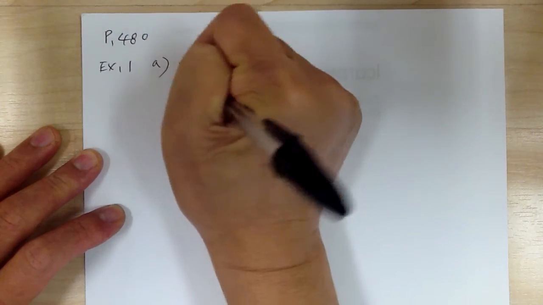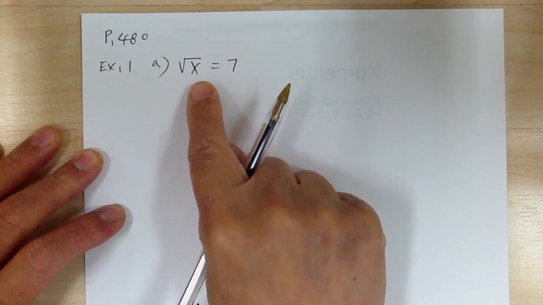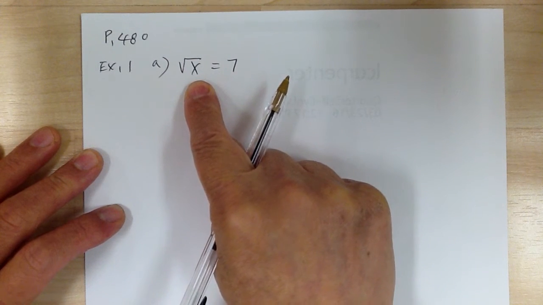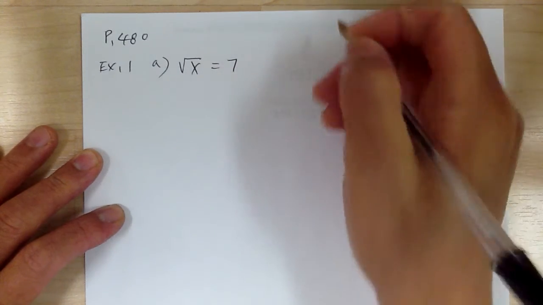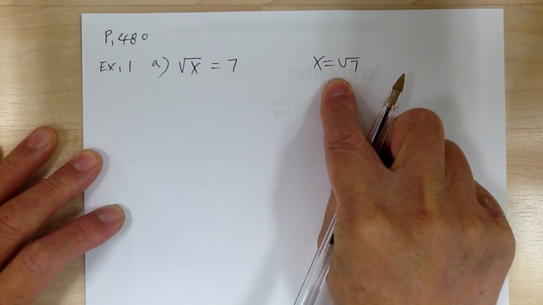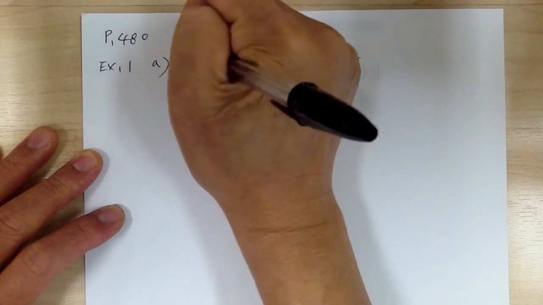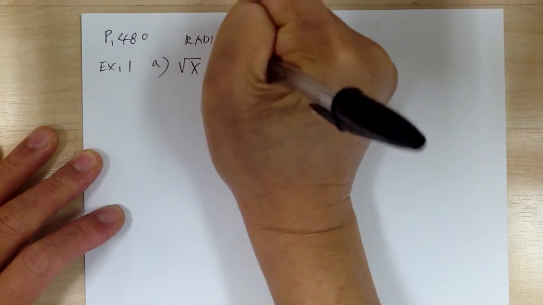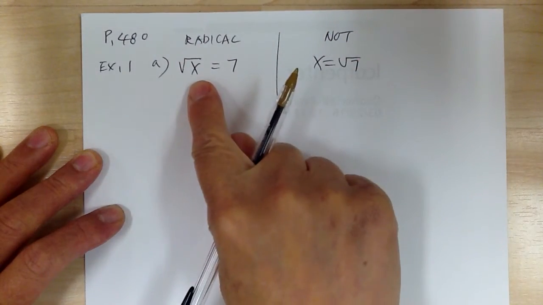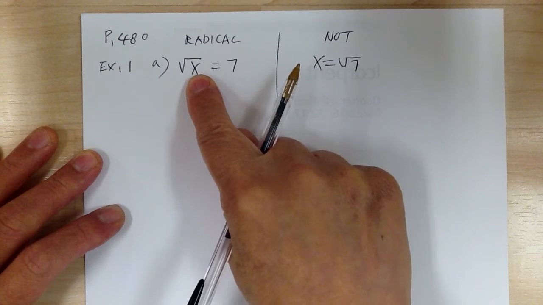So you have square root of x equal to 7. When a variable is inside the square root, this is an example of a radical equation. So if you have x equal to square root of 7, this is not a radical equation. Okay? So this is a radical equation. This is not. Okay? So again, the variable has to be inside the square root.